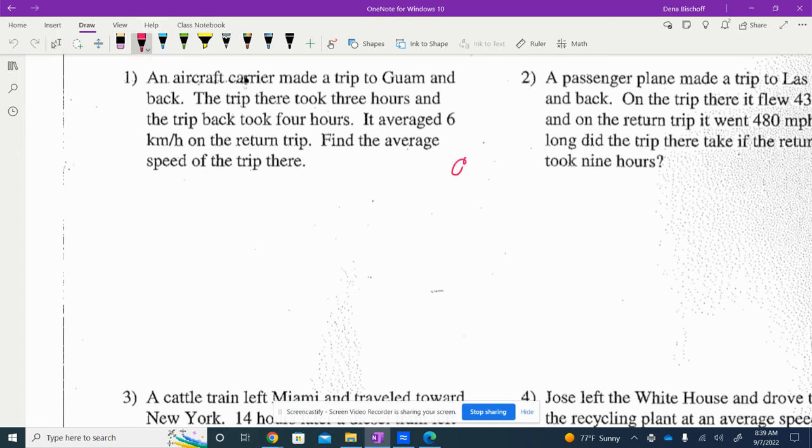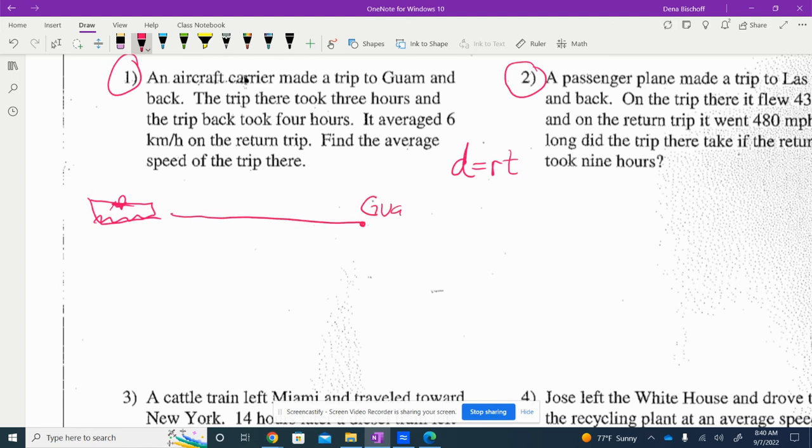So remember, we're talking about distance equals the rate multiplied by the time. We're just going to do number 1 and number 2. So an aircraft carrier, a big giant ship on the water, maybe it's got a plane or two on it. It's going to Guam, and then it's coming back. So this is the trip to and the trip back.